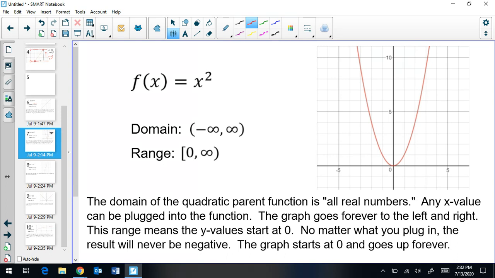Another way that you can write this, I'm using y because range is y values, is that the range is all y values that are greater than or equal to 0. Sometimes that helps understand interval notation a little better. So again, if you want to pause the video and read the little paragraph, go for it.